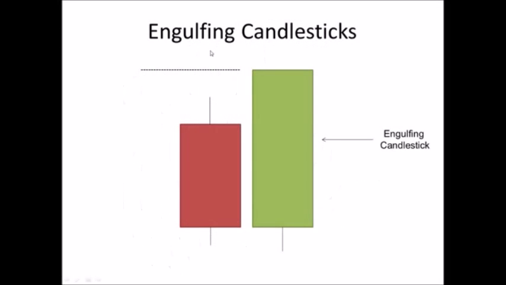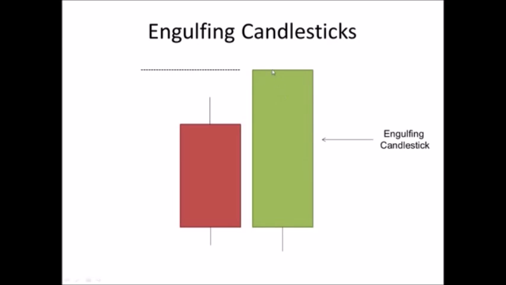In previous videos we looked at pin bars, doji candlesticks and spinning tops. In this video we're going to look at my favourite type of candle, and that is engulfing candles, or engulfing candlesticks. This is an example of an engulfing candlestick.